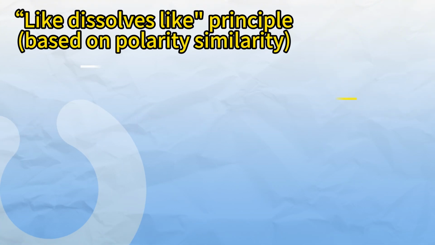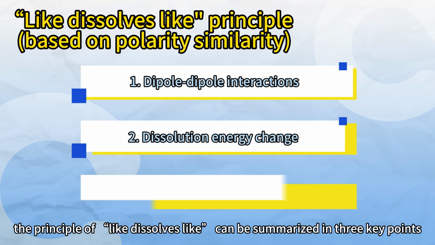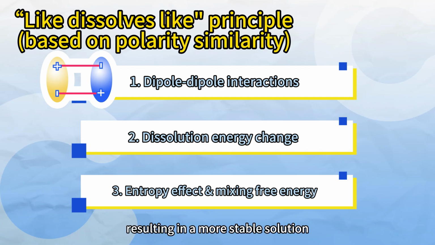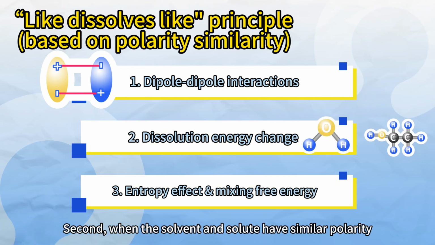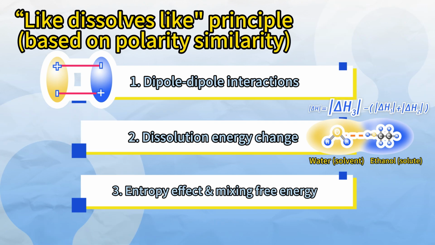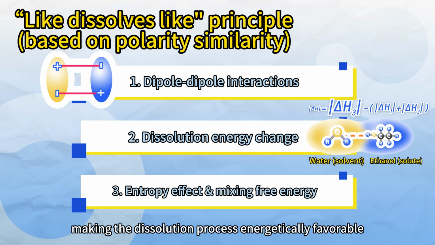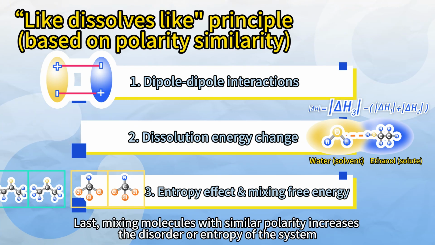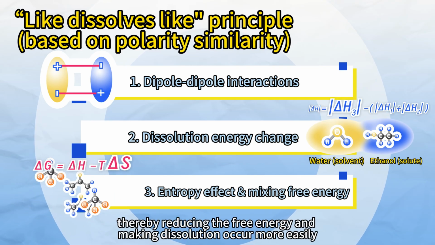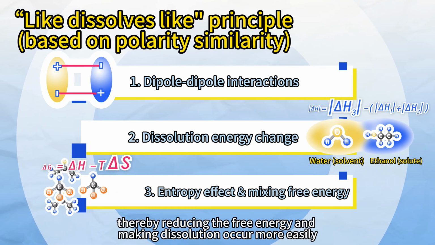For polar compounds, even without considering hydrogen bonding, the principle of dissolves can be summarized in three key points. First, stronger dipole-dipole interactions form between molecules of similar polarity, resulting in a more stable solution. Second, when the solvent and solute have similar polarity, their interaction energy is higher and the overall enthalpy change is smaller, making the dissolution process energetically favorable. Last, mixing molecules with similar polarity increases the disorder or entropy of the system, thereby reducing the free energy and making dissolution occur more easily.